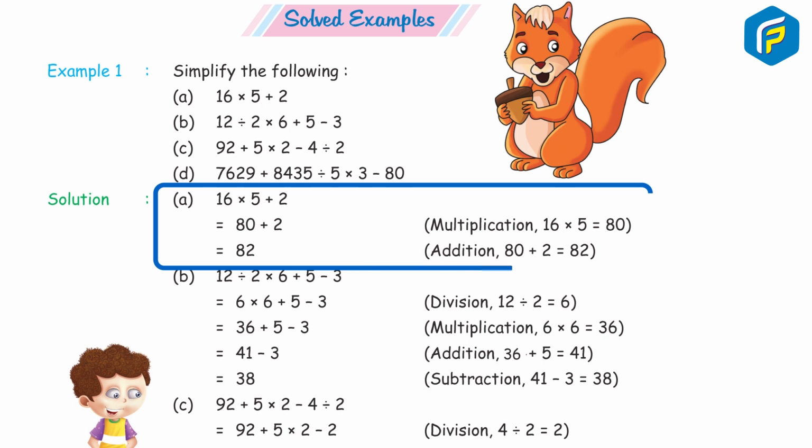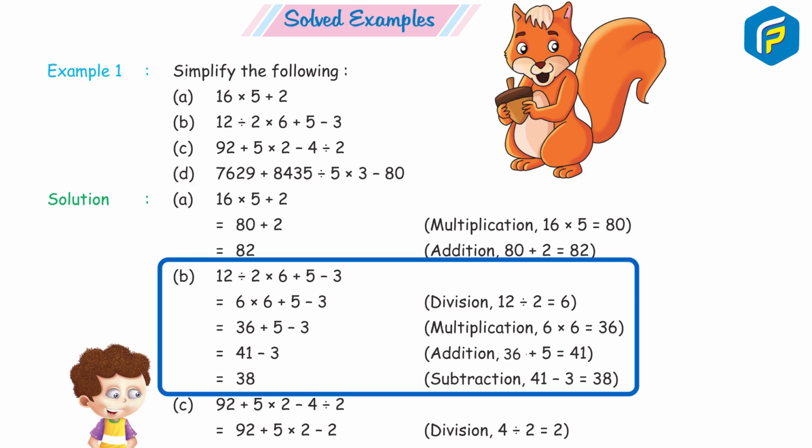Solution. A. 16 into 5 plus 2 is equal to 80 plus 2. Multiplication: 16 into 5 is equal to 80. Addition: 80 plus 2 is equal to 82. B. 12 divided by 2 into 6 plus 5 minus 3 is equal to 6 into 6 plus 5 minus 3. Division: 12 divided by 2 is equal to 6. 36 plus 5 minus 3. Multiplication: 6 into 6 is equal to 36. 41 minus 3. Addition: 36 plus 5 is equal to 41. 38. Subtraction: 41 minus 3 is equal to 38.